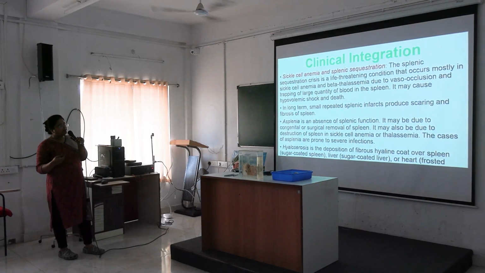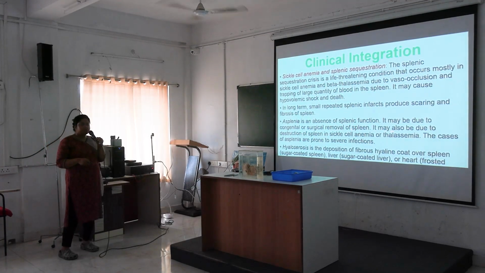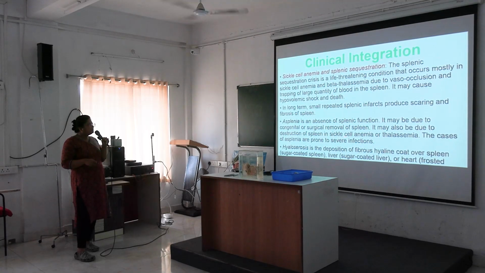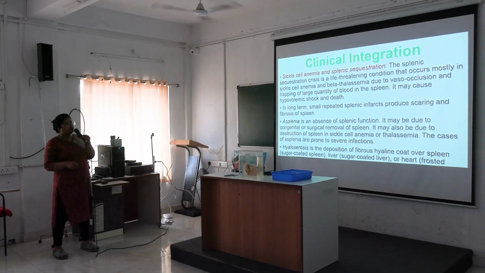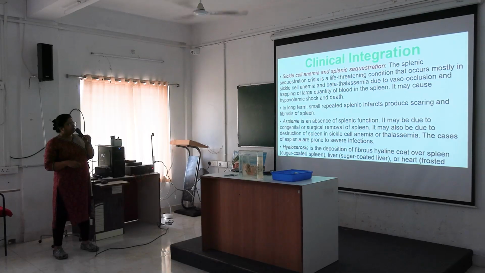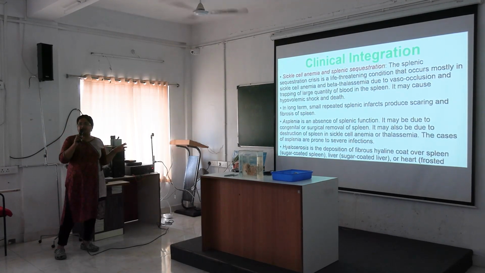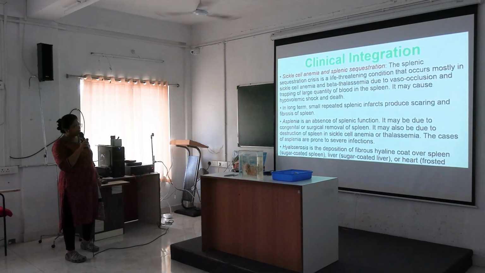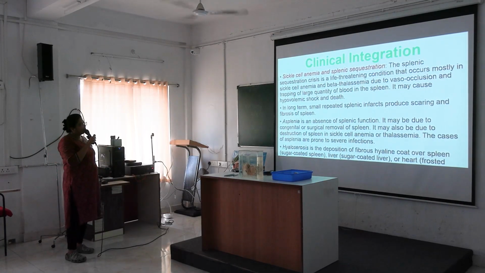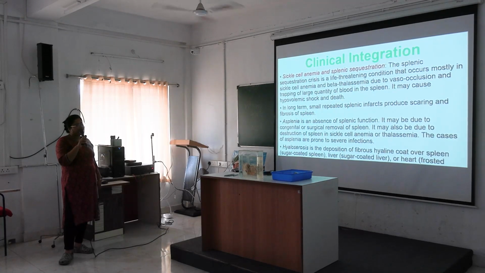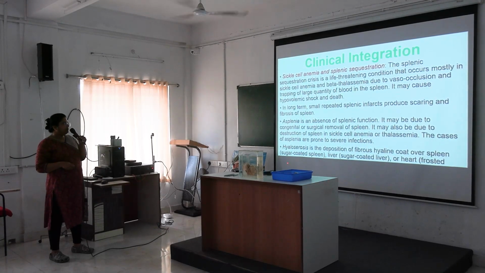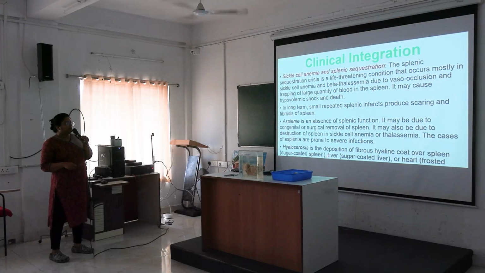Next is asplenia, absence of splenic function, may be due to congenital or surgical removal of spleen, and it may also be due to destruction of spleen in sickle cell anemia and thalassemia, and causes of asplenia are prone to severe infection. Okay, so patient have to be careful after this removal of spleen. Immunity is lost. So hyalosclerosis is deposition of fibrous hyaline coat over the spleen. Sugar coated spleen. Liver is also sugar coated and heart frosted in this condition. Okay, hyalosclerosis.